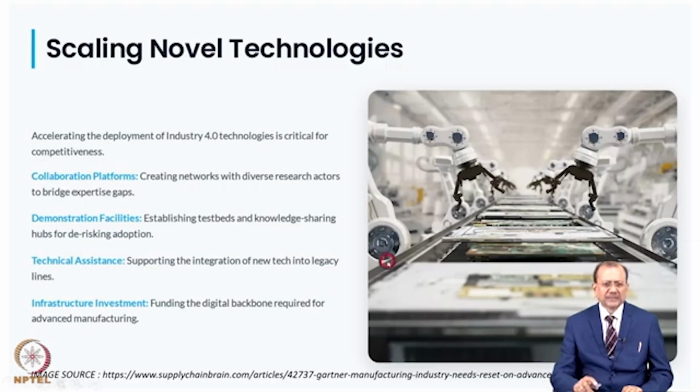So here I have written collaborative platforms. This is one of the new things which is being promoted or advised to companies: they should create a collaborative platform, creating a network with diverse research actors to bridge expertise gaps. Expertise cannot be obtained so easily, so across the value chain of the company, this expertise should be available on a collaborative platform.